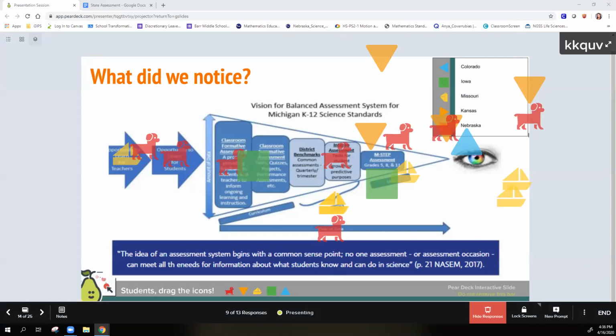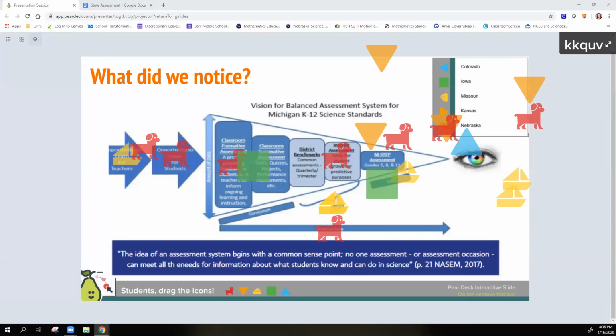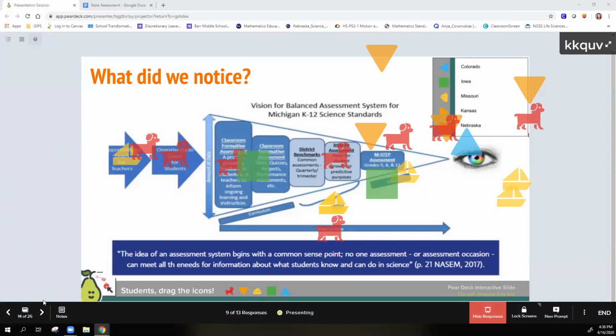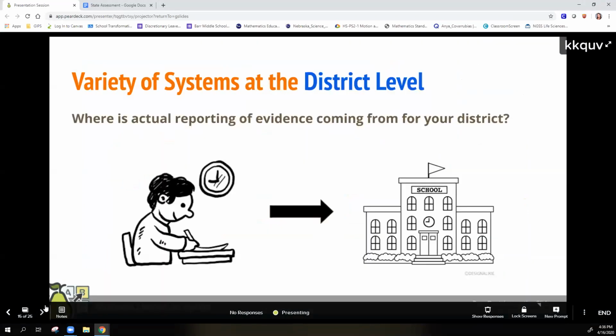Any other states want to weigh in here? Okay, so now I'm going to turn things over to Scott, right? Right. So yeah, we've been looking at the state level, and Scott's going to zoom in for us.